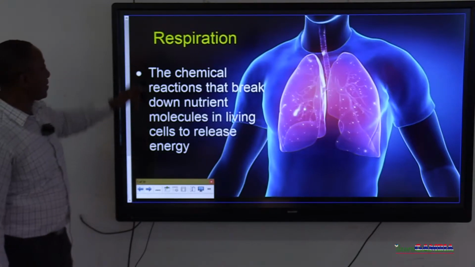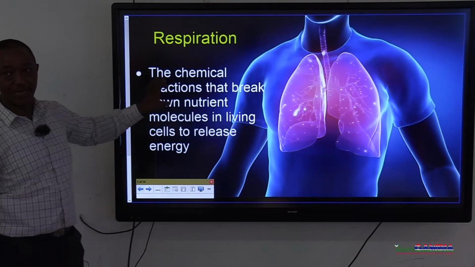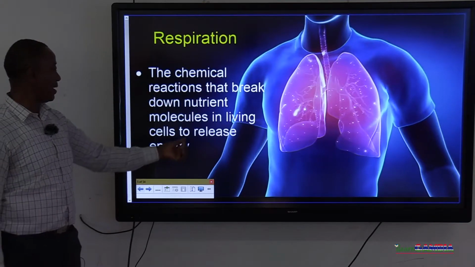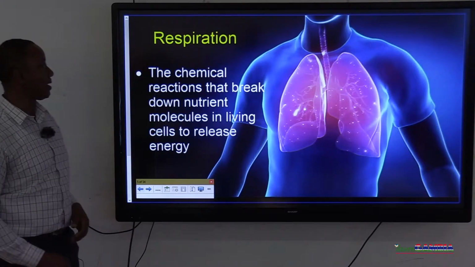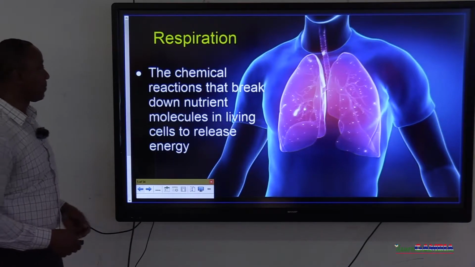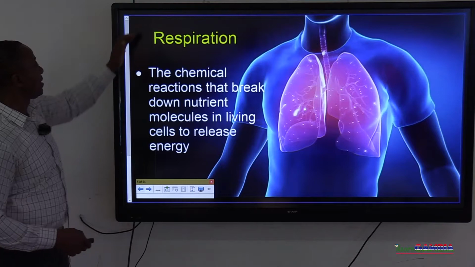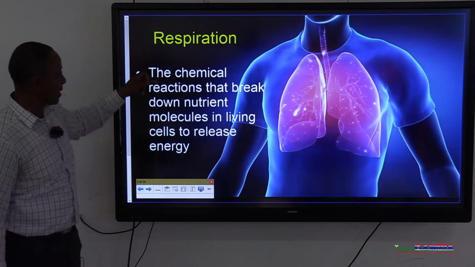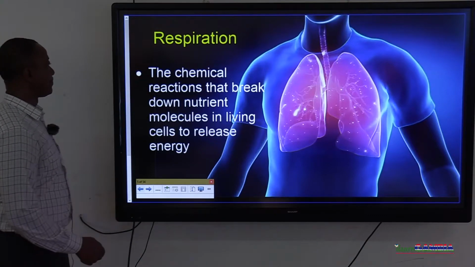And once it is in the blood, that's when chemical reactions take place. The oxygen is going to be used to release energy from the food that you have taken. And that is termed respiration. So simply, respiration is a process by which energy is released by chemical reactions in the body.